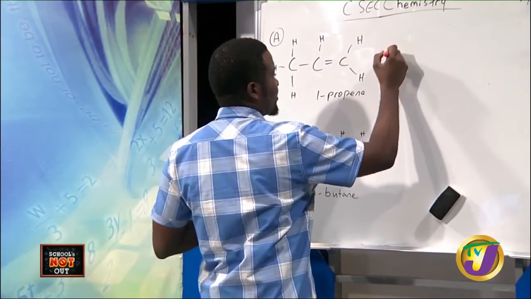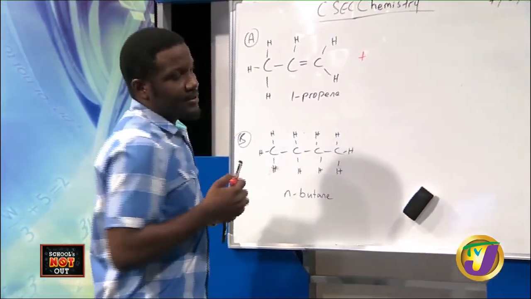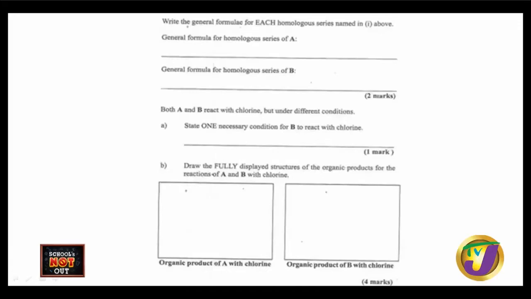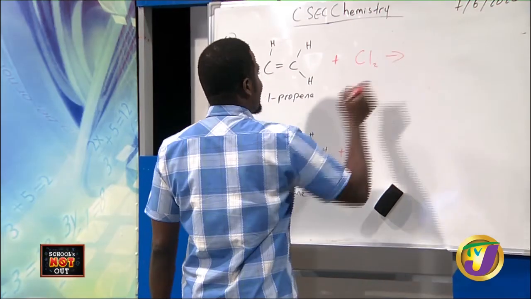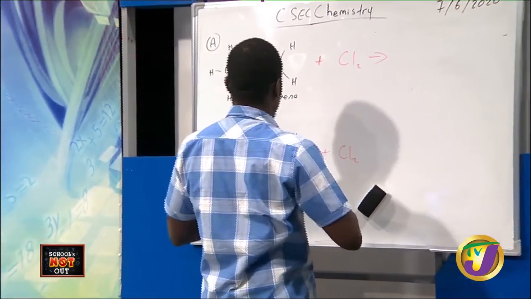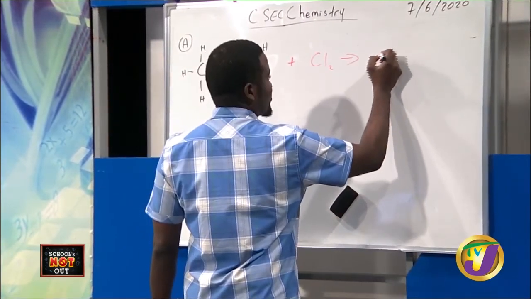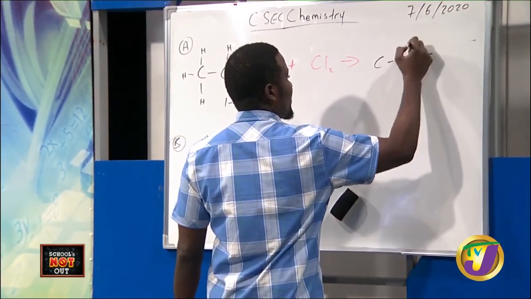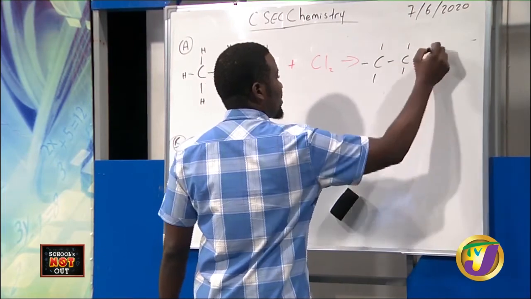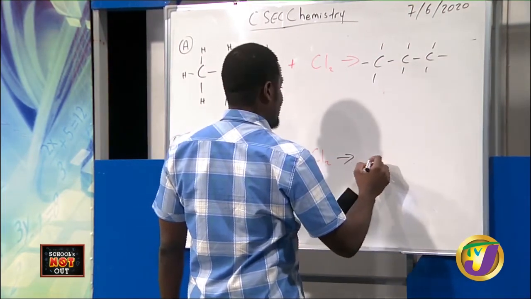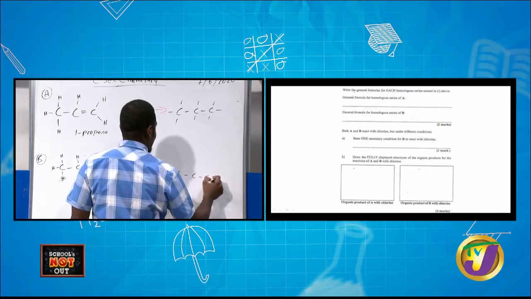So we're going to add our halogens, right? Chlorine. And then this will end up giving us a haloalkane. So C to C to C. Everybody opens up now. All right. And this also gives us a haloalkane.